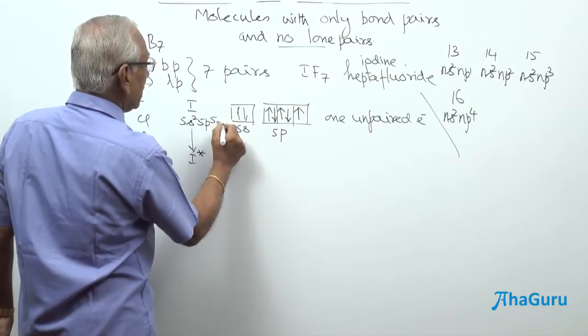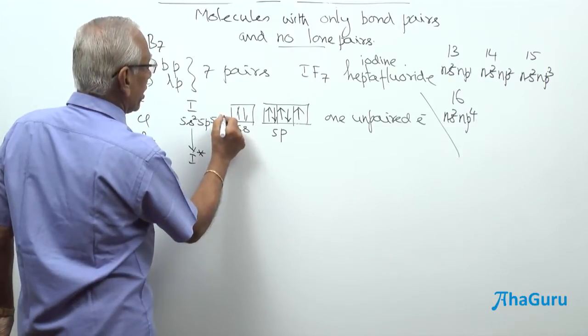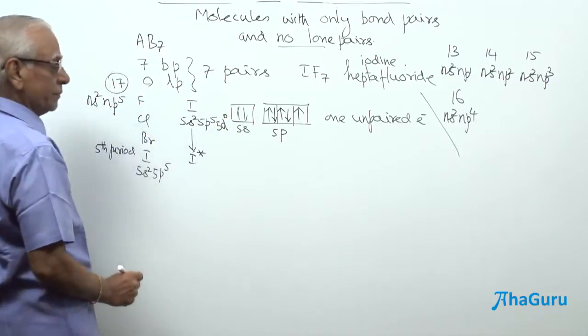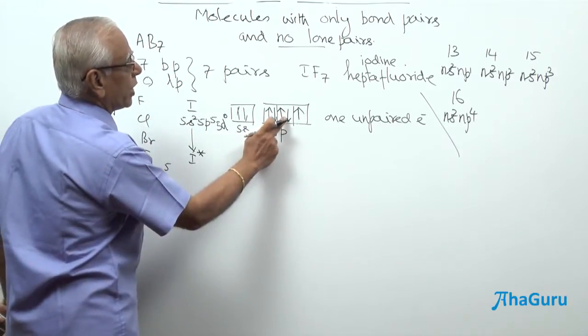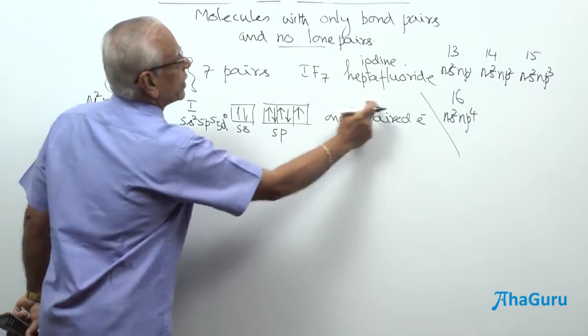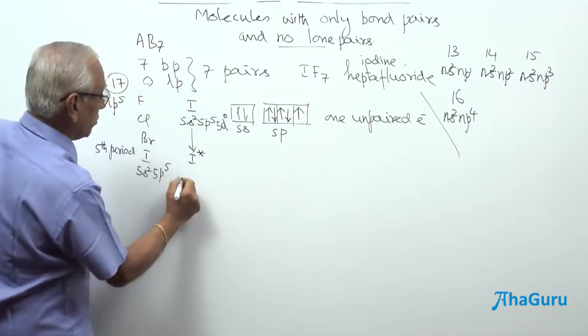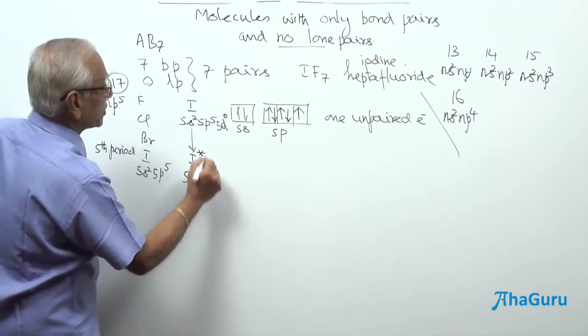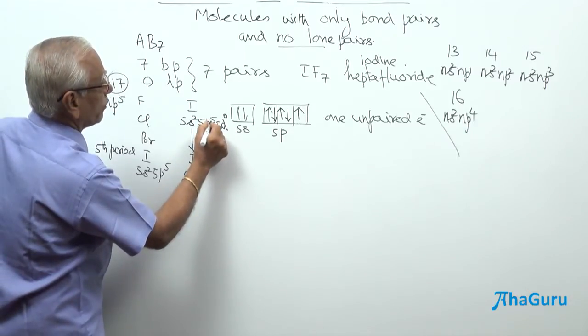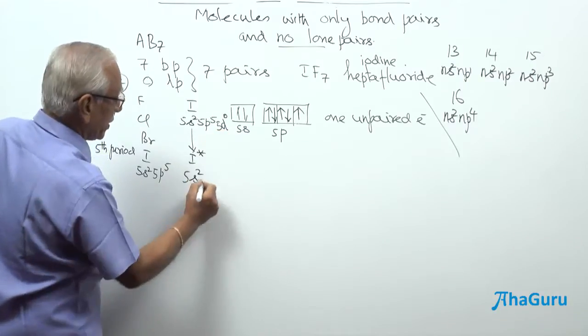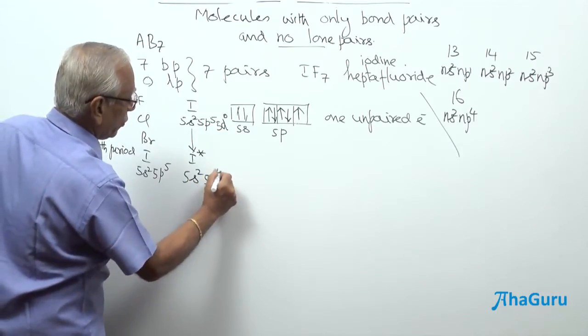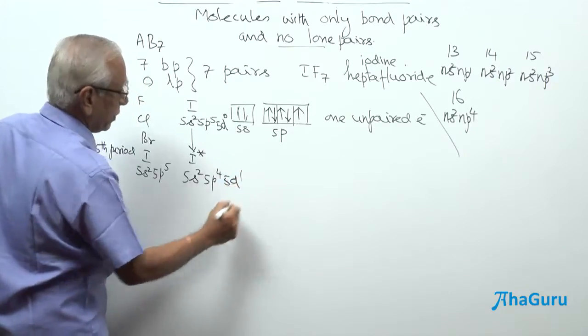Please remember, in the fifth level there is also a d orbital, but it has no electron here. Now, what am I going to do? This pair is going to be uncoupled and promoted to the d orbital. So, what should be the structure here? 5s2, one p electron has been excited and sent to the d orbital, then it becomes 5p4 and 5d1.